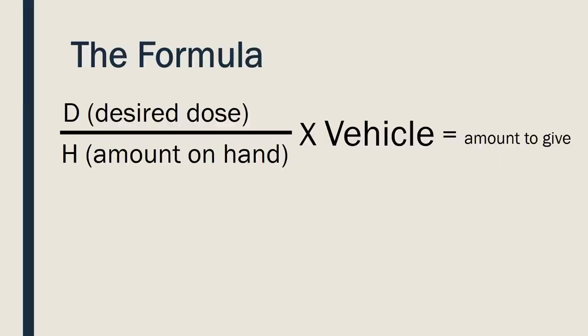So let's take a look at the formula. The formula has three parts. The first part is right here, the desired dose. And the desired dose is, for example, the patient needs 250 milligrams of metformin. So the desired dose is going to be the 250 milligrams because that's what the patient needs.